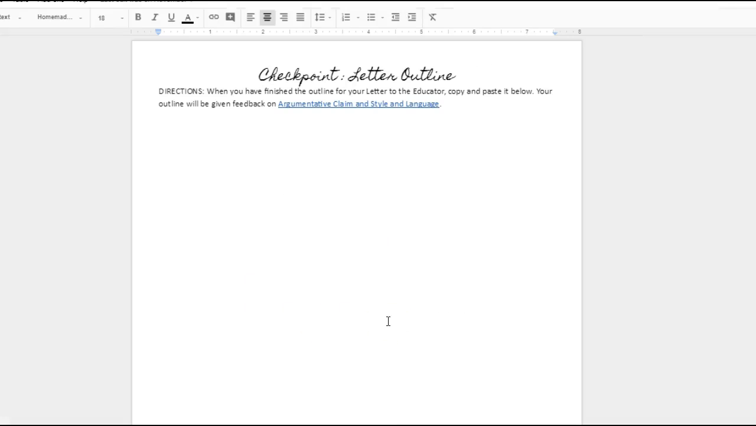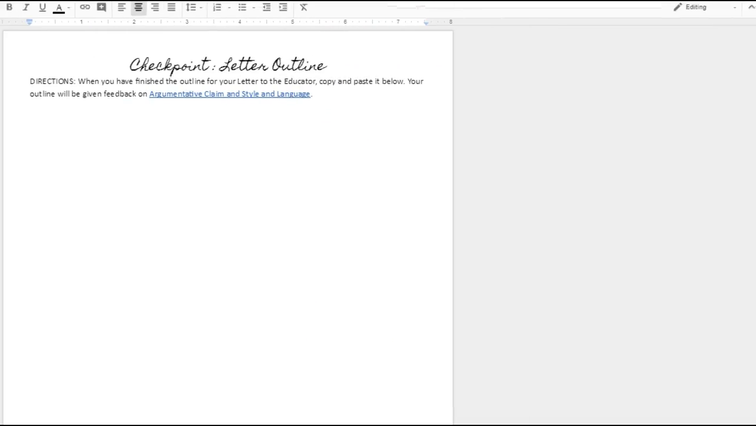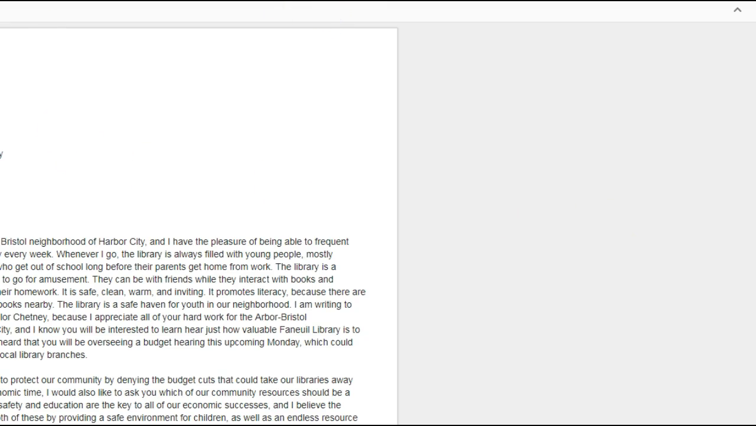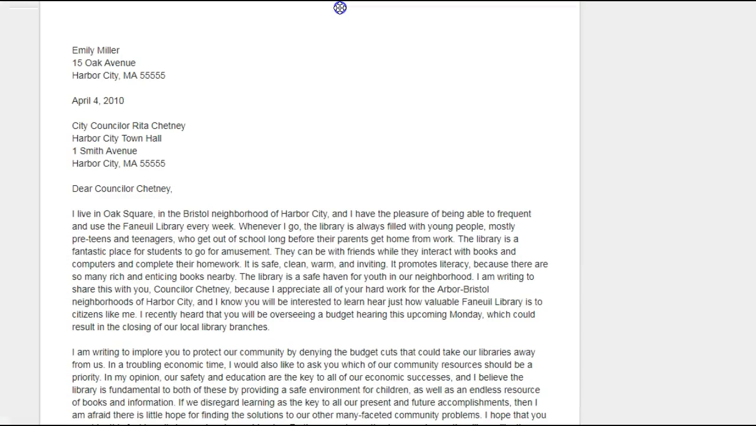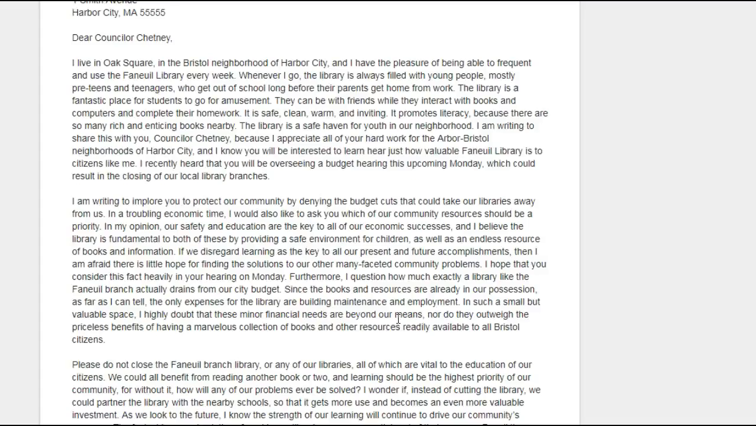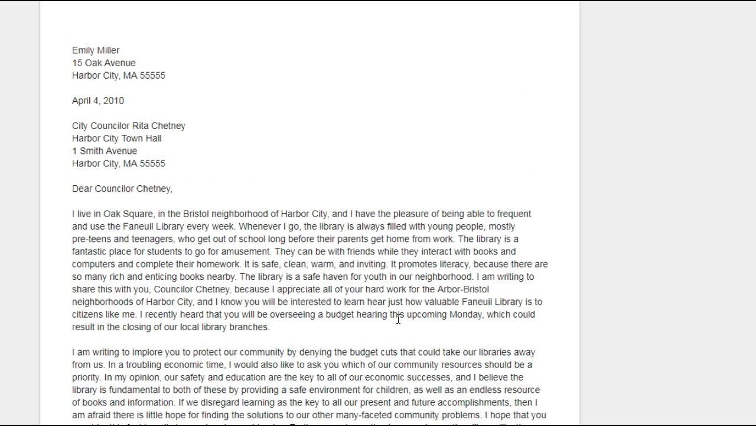And remember, you are creating a letter. So what does a letter look like? Well, it should have a greeting. And if you don't know, over on the right-hand side for resources, here is a model of a letter, how a letter should look with a greeting. This is something you probably learned in 4th or 5th grade, how to write a letter. Well, this is a business letter about what you believe educators should have 9th graders do.